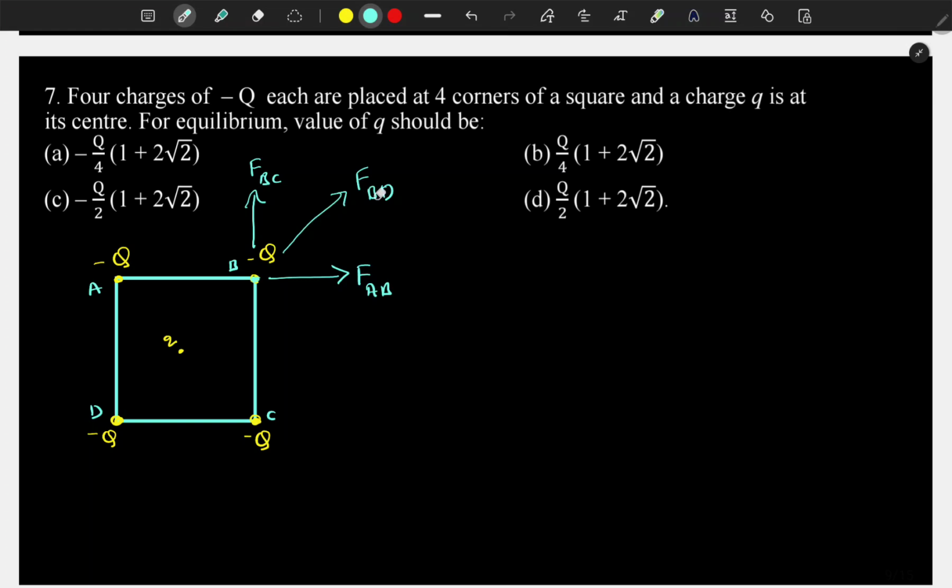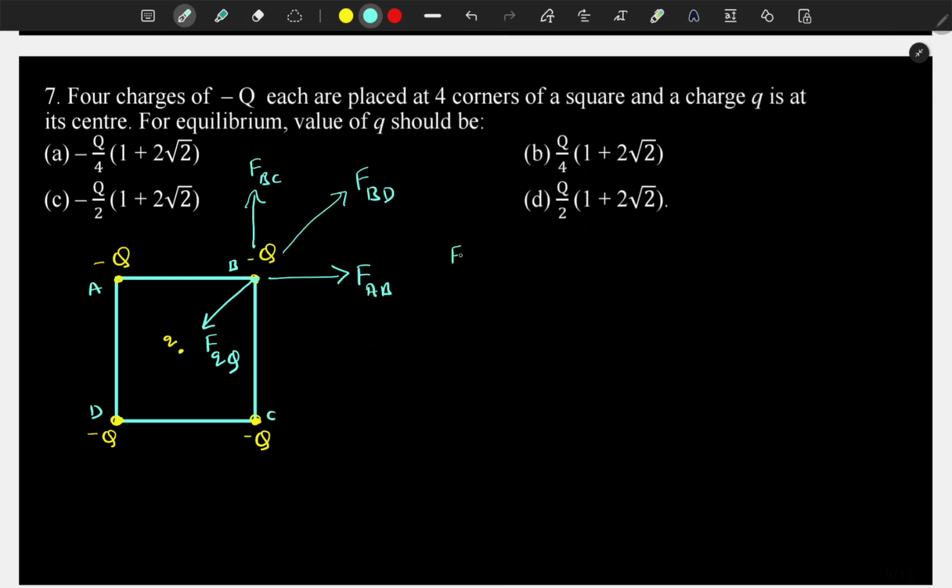BD. Correct, no? Now, to balance this, we have small q, so that will be acting in this direction. That is the force by small q charge on capital Q charge. So when these get balanced, you will get 0 force, or net force is 0 on capital Q. So first I will find the resultant of this one.